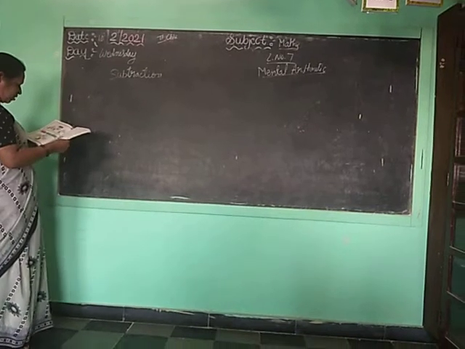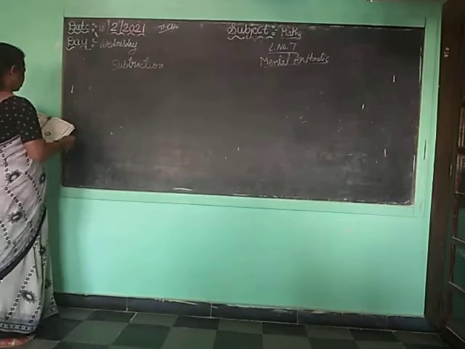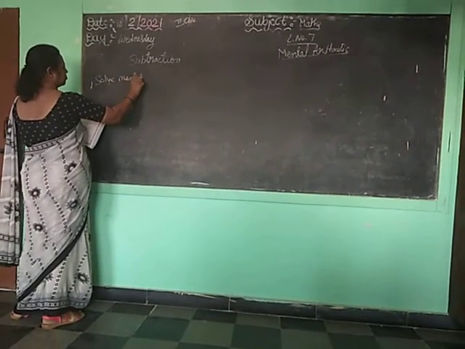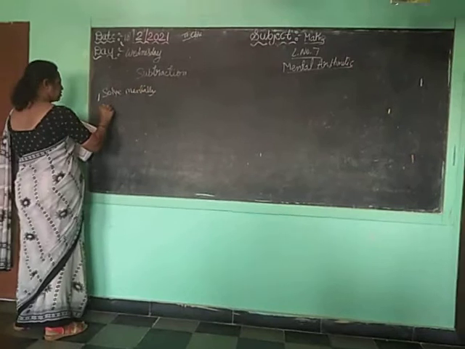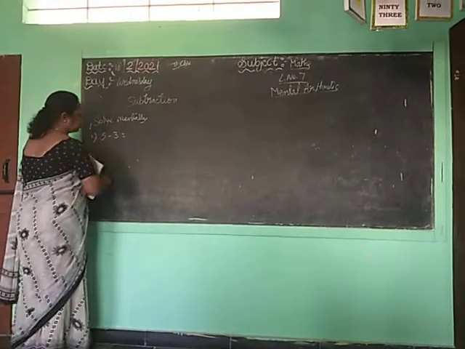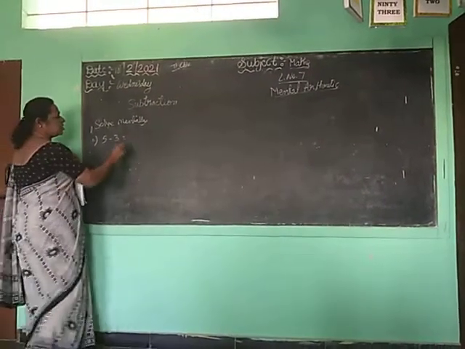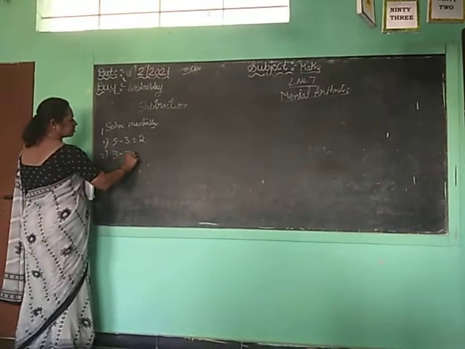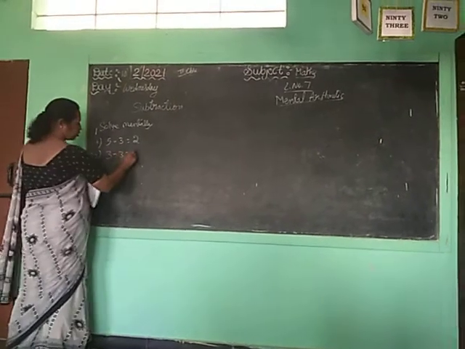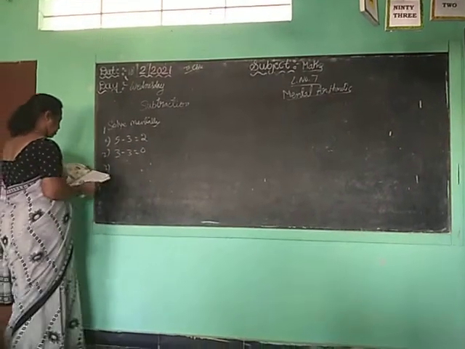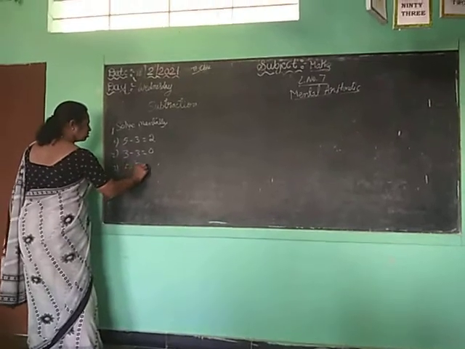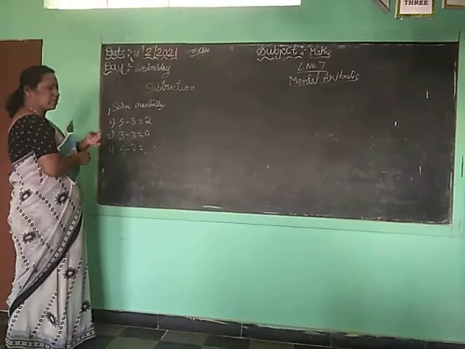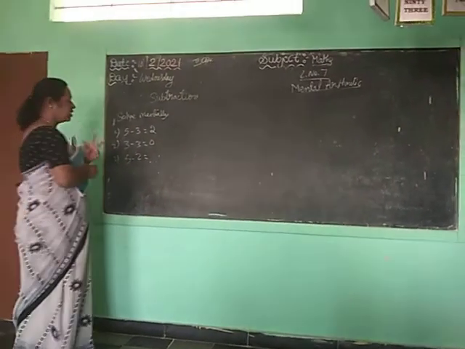Now coming to page number 151, children, solve mentally. That is, first one is what? 5 minus 3. Okay, from 5, 3 is how much? 2. 3 minus 3, 0. 5 minus 2. How much? 3. See, 5 minus 2 is 3.